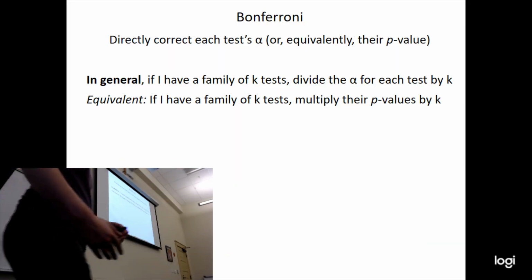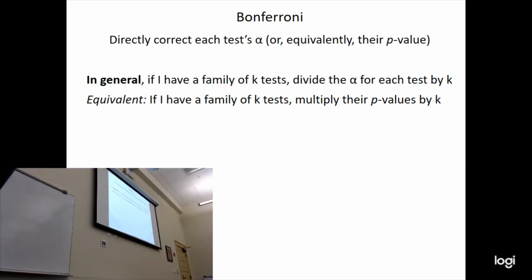It turns out that this is actually a very conservative procedure. Conservative here means that the actual alpha level that you end up with is much smaller than 0.05. Also, if the null hypothesis is actually false in reality, this procedure decreases your power by a lot.